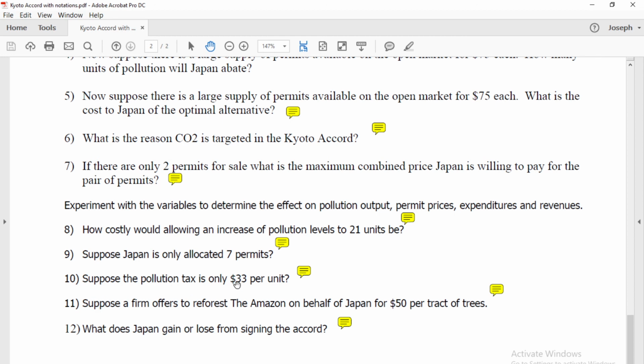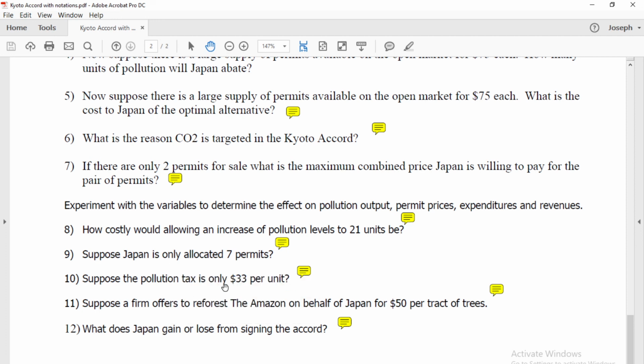If the pollution tax was only $33 a unit, how would that change things? Well, go ahead and pollute all you wanted to, because it's not really a punishment, is it? If you only have to pay $33 per pollution unit, then the tax is too low, and the effect on marginal behavior will be slight.